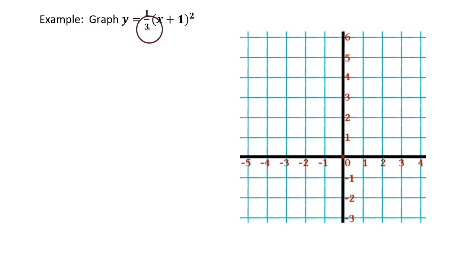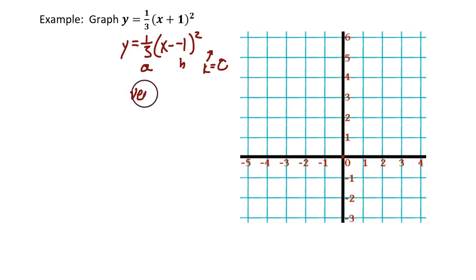Graph y equals 1/3 times (x plus 1) squared. This can be converted to vertex form like this. y equals 1/3 times (x subtract -1) squared, where this is a, the -1 is the h, and the k is 0. From this form, we know the vertex. h comma k is (-1, 0). And we know the axis of symmetry is x equals -1. That helps us to build the graph.